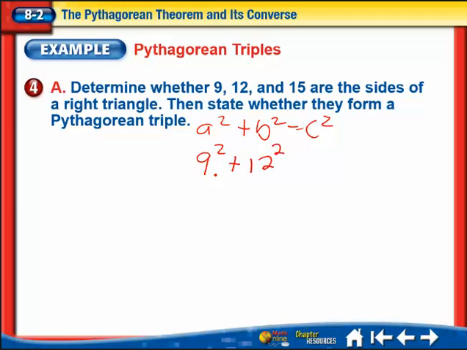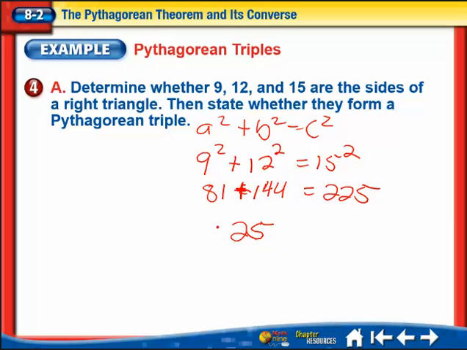Does 9 squared plus 12 squared equal 15 squared? We got to figure it out. 81 plus 144 equals 225. Well, 4 plus 1 is 5. 8 plus 4 is 12. Carry the 1, plus 1 is 2. Is 225 equal to 225? Yes, it is. So then the next part says, then state whether they form a Pythagorean triple.